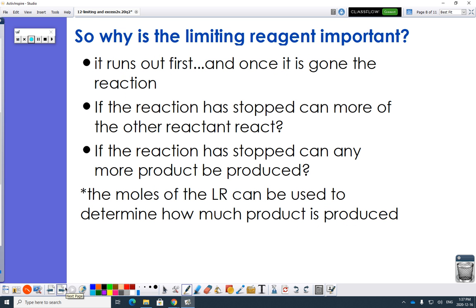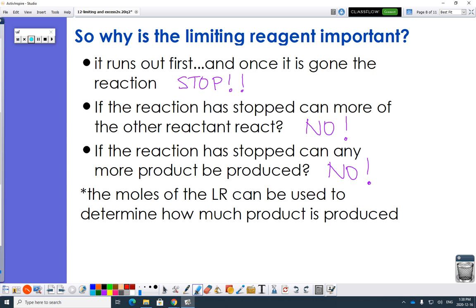So why is the limiting reagent important? If it runs out first, once it is gone, the reaction is going to stop. One of the reactants is gone. There is no more left. So logically, if the reaction has stopped, can more of the other reactant react? No. If the reaction has stopped, can more product be produced? No.